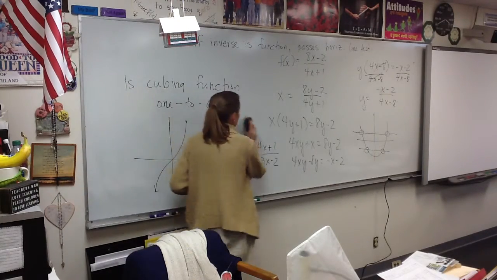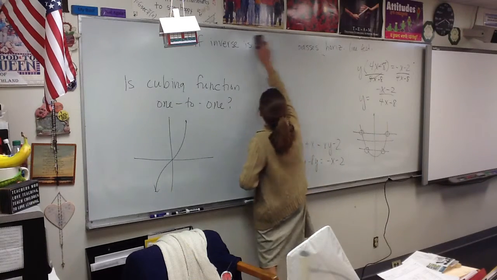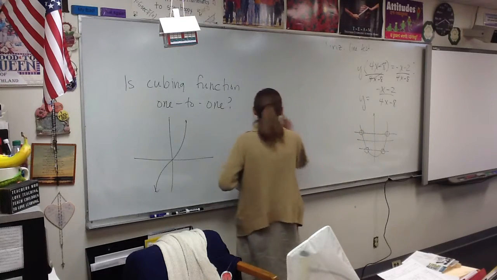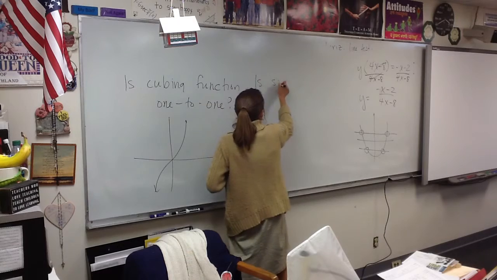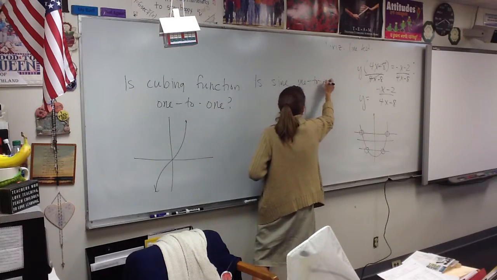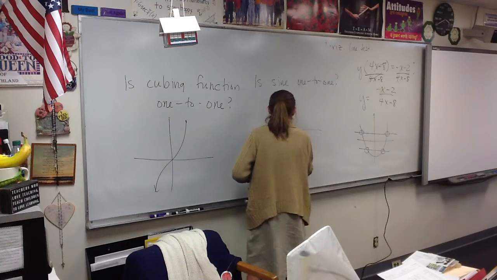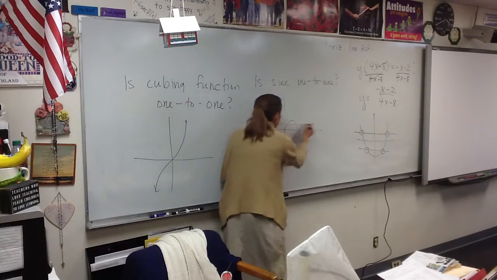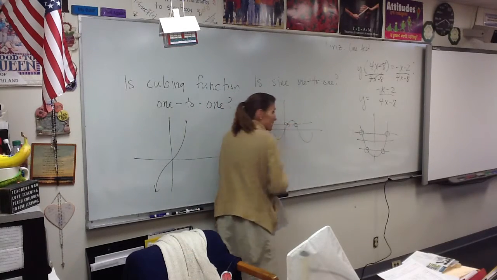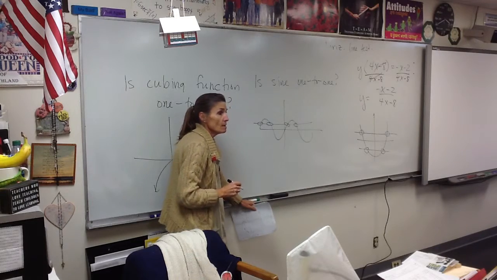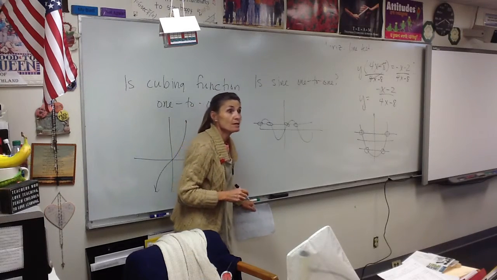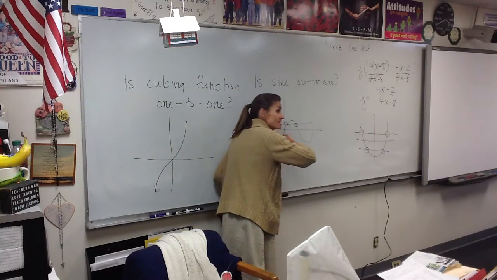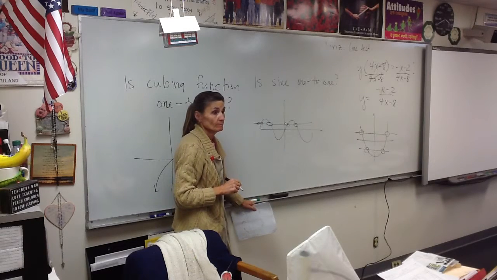What if it said, is the sine function 1-to-1? Well, you've already got it. Is sine 1-to-1? You say no. Why not? Because it passes the vertical, but it does not pass horizontal. So the question would be, is the sine 1-to-1? You would say no, and I would say why not? And you would say because it does not pass the horizontal line test. Got it?